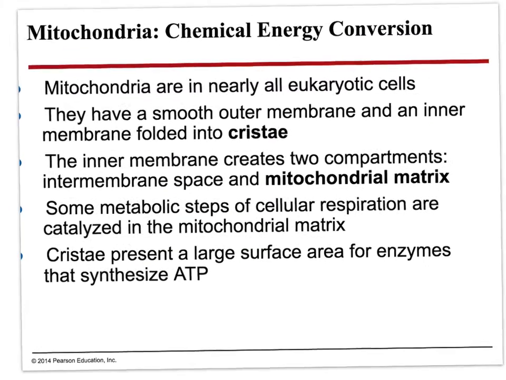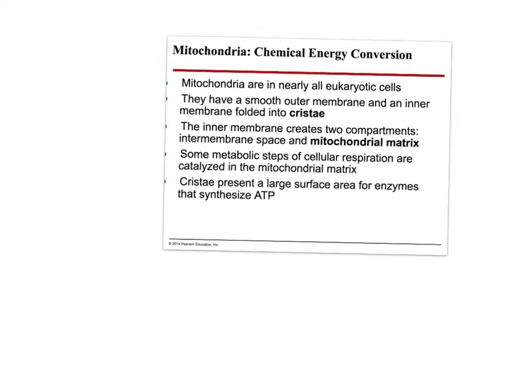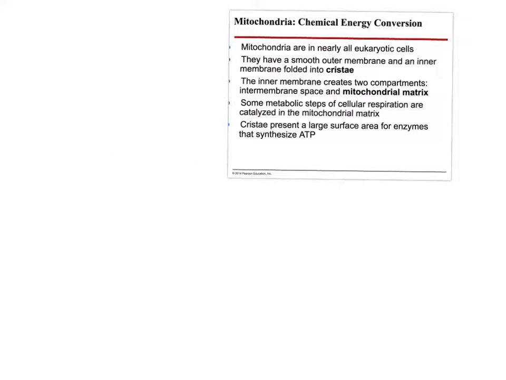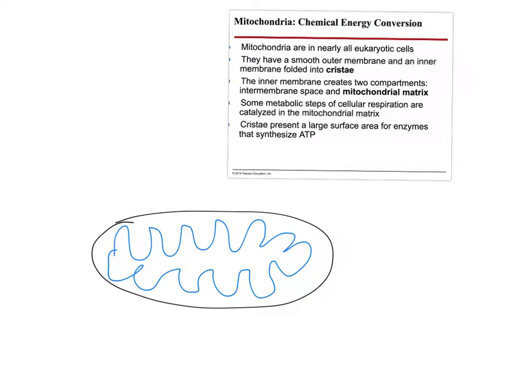All right. So mitochondria, they're going to break down their structure. They are composed of a double membrane. Okay. They have a smooth outer membrane and an inner membrane folded into cristae. All right. So it kind of looks like this. Here's your smooth outer membrane. Then you have an inner membrane that is folded. All right, so those folds are cristae, right?